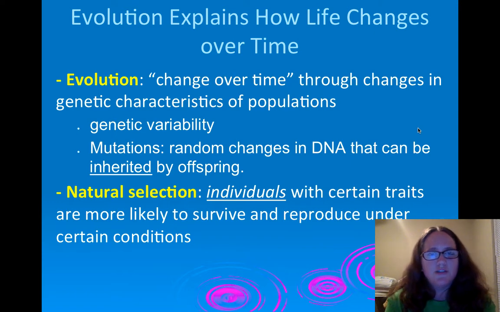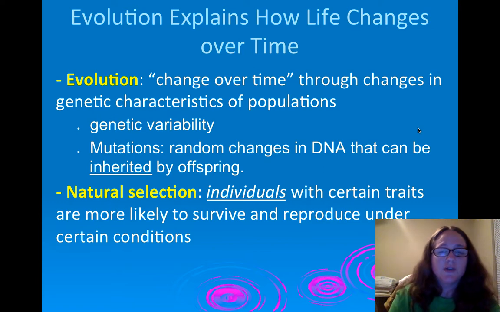Most of the time, mutations actually harm an individual, but sometimes they can be beneficial to a population. And then natural selection is working on individuals, with those individuals that have certain traits being more likely to reproduce than the individuals that don't have those traits. So again, the distinction here is natural selection happens to individuals, which then will lead to evolution of a species over time.